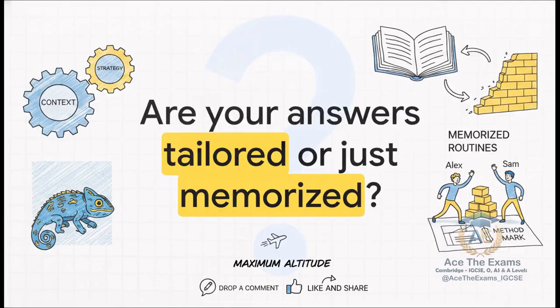The method mark strategy demands adaptation. Alex and Sam learned this the hard way, but now you have the ultimate blueprint. Students who implement these computer science strategies see an average improvement of 2 grade boundaries, but only if they practice consistently with our weekly videos.